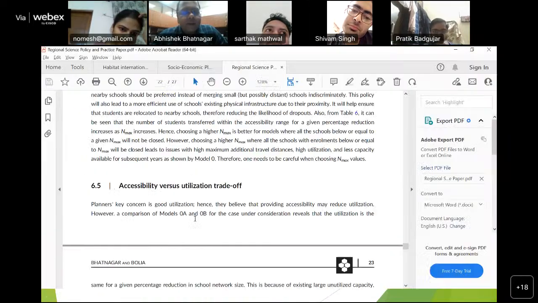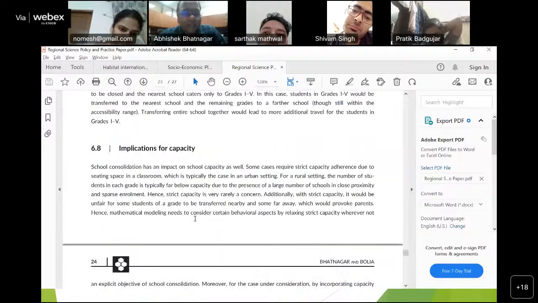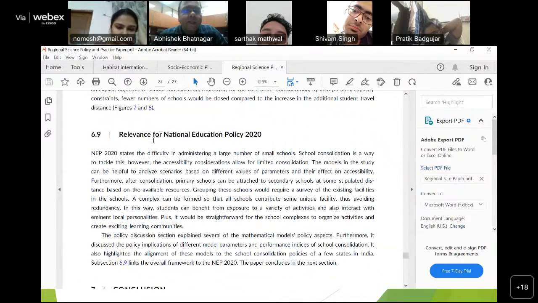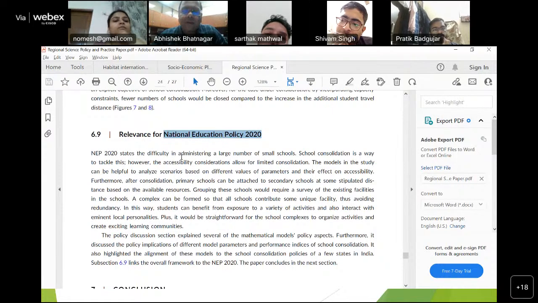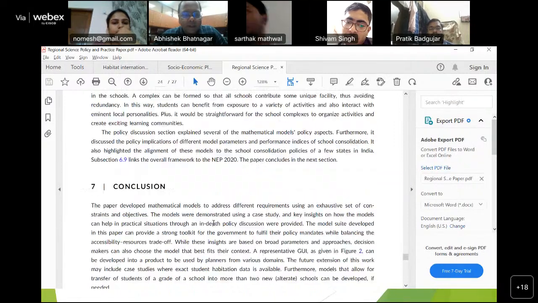And then the end should be like you are discussing this thing. So for example, in this case, my section ended with relevance for National Education Policy 2020, because this was a bigger issue in this case, and we identified one problem through this, and then linking it, at the end we stated that NEP states this, and we have used such and such considerations, which we have explained in this chapter.